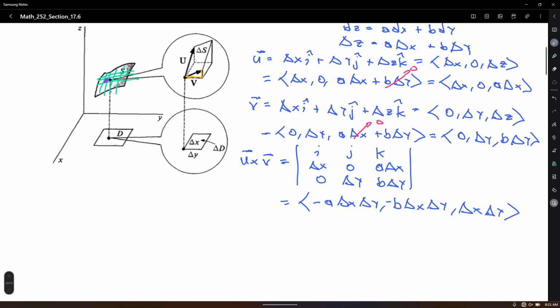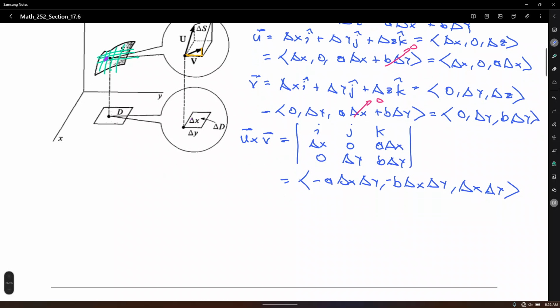So the magnitude of this vector will give us the element of surface area. That is the area of that tiny little plane that, adding them up together, all of them within the region D, is going to give us the surface area of the surface within those bounds. Right? So let's find the magnitude of this vector. So the area finally will be the magnitude of this cross product.